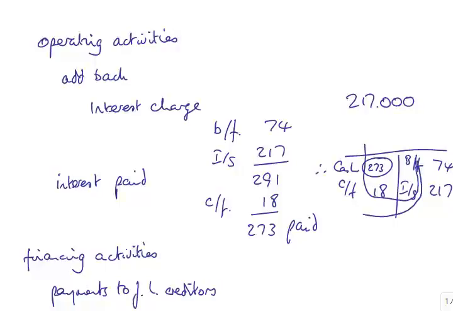So, 273 is paid, but we've also got this payment to the finance lease creditor wrong as well. So there actually is another 1,800 to add on to that. So actually interest paid is 274.8. And then finally, in financing activities, we've got a payment to the finance lease creditors.